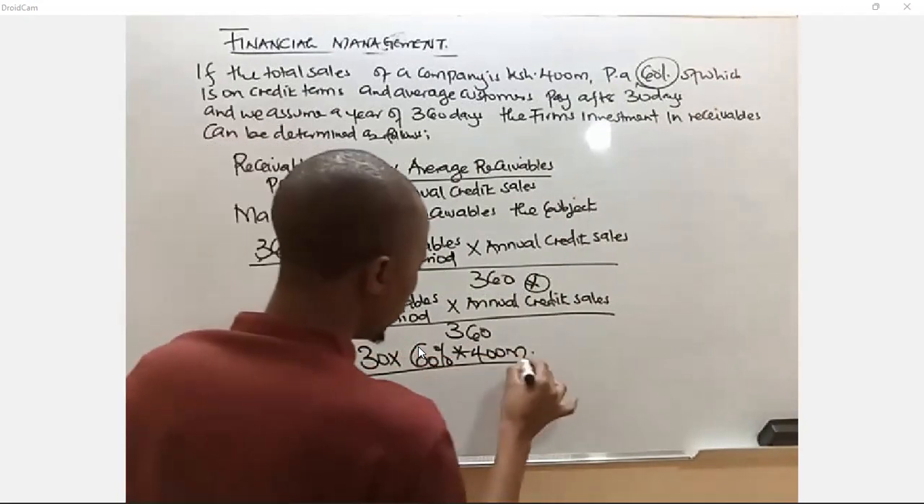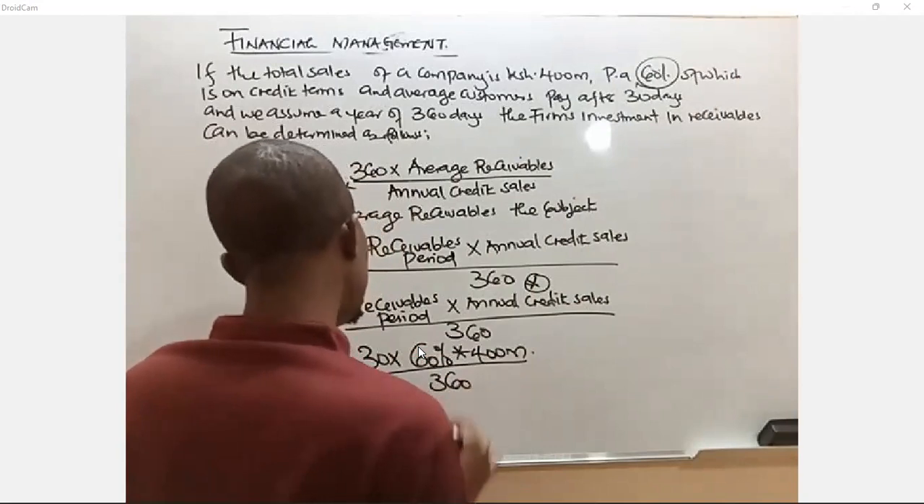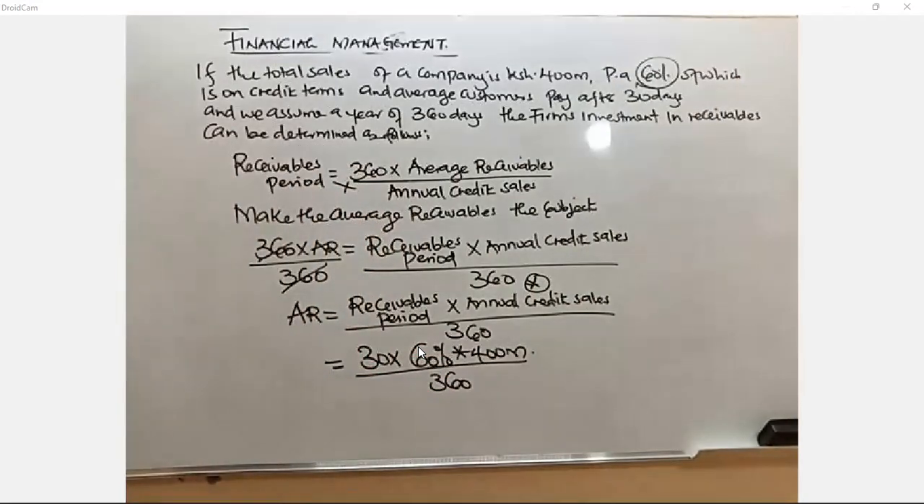Then you divide by 360 days. In that case, you will be in a position to determine how much is your average receivables. How much is our average receivables? Very simple. 0.6 times 400 million, times 30 divided by 360. The average receivables of these organizations should be 20 million.